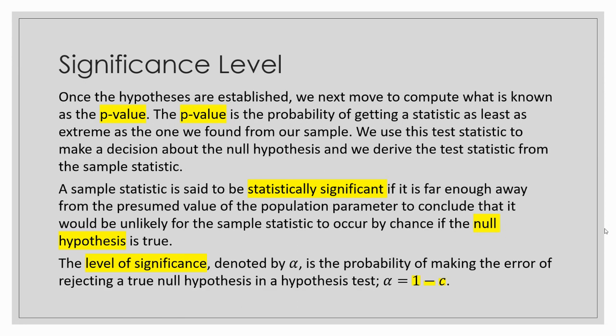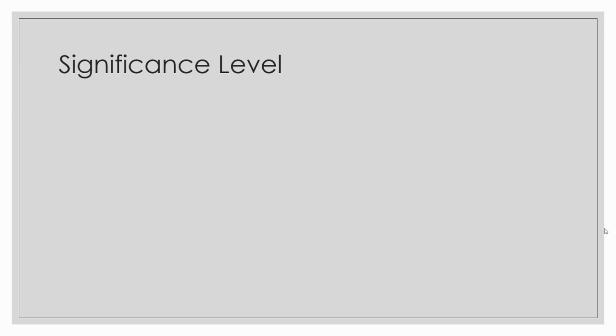Finally, we have something called a level of significance, which is denoted by alpha. This is the probability of making the error of rejecting a true null hypothesis in a hypothesis test, and alpha is equal to 1 minus c. Now, we'll talk about errors in the next video, but it is possible that we could make an error, not by our own computation. It's just possible. There is some likelihood here. So hypothesis tests are not for certain. There is a little bit of risk involved.